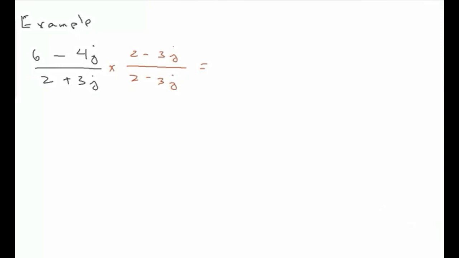First one will be 24 minus 26j. Negative 26j, don't forget the j. Because 6 multiplied by 2 is 12, 4j multiplied by 3j is minus 12. Then the denominator will be what?